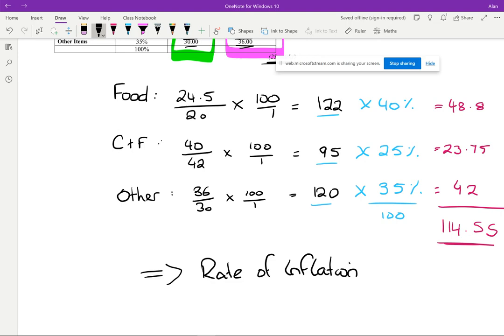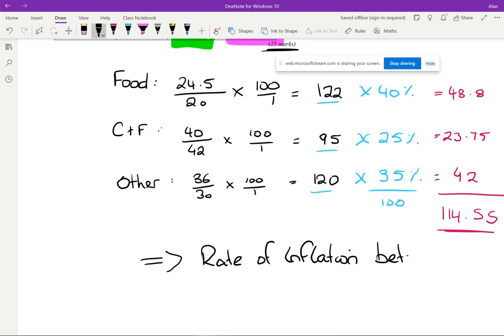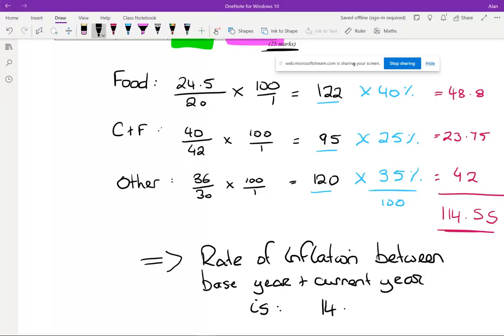Now we're not told, are we told that's year 1 and year 2? It just says current year. Between the 2 years, base year and current year, is, and it's 14.55%. And no harm, take out a bit of highlight.